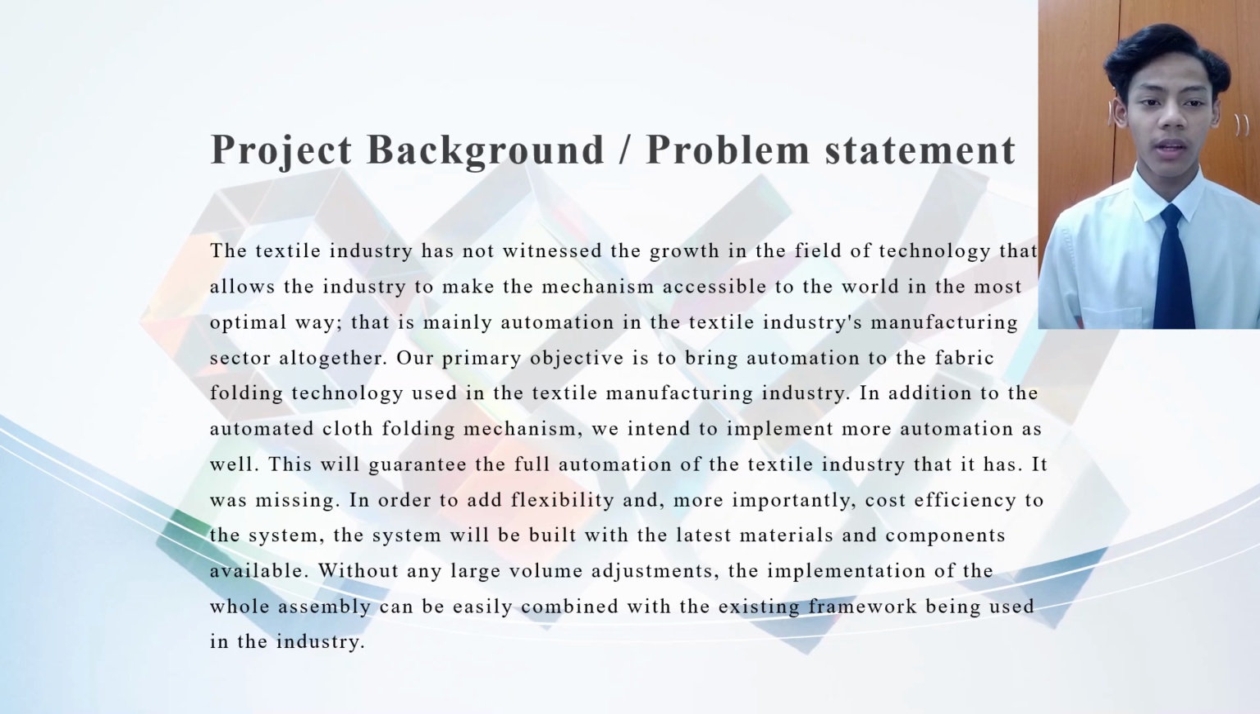This will guarantee the full automation of the textile industry that it was missing, in order to add flexibility and, more importantly, cost efficiency to the system. The system will be built with the latest material and components available without any large volume adjustment. The implementation of the whole assembly can be easily combined with the existing frameworks being used in the industry.